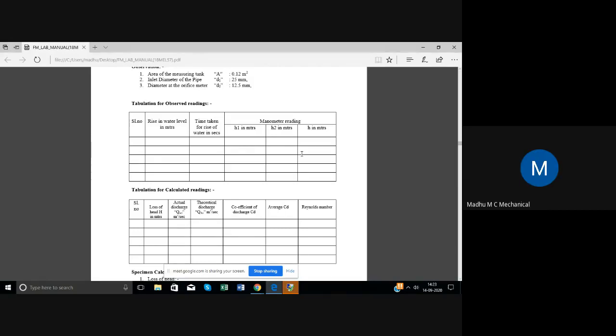Not an assignment. In the lab, you will be writing the readings in your manual. The same thing I'm making you do here, put it in the record. This is like a record. You'll get your manual signed every class after taking the reading. Same thing I'm doing. That's all.